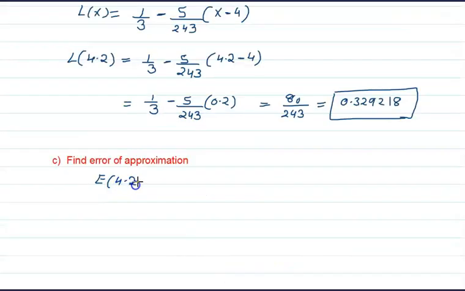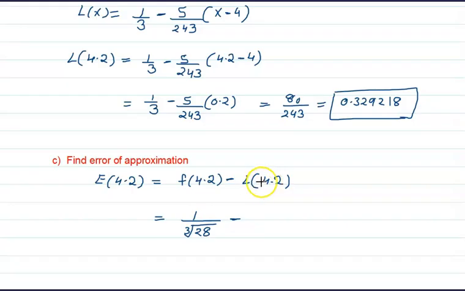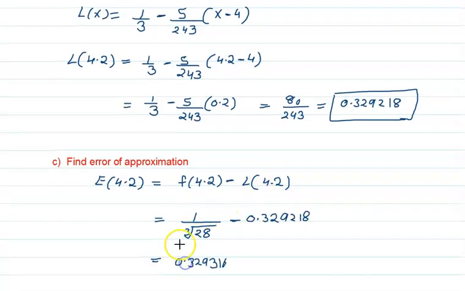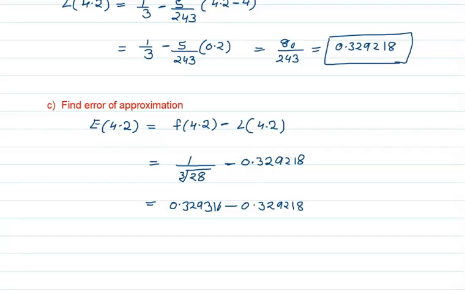For the next part, we need to find the error of approximation at x equals 4.2, which is nothing but the difference of the actual value minus the estimated value. The actual value at 4.2 is this, which was already given, and the estimated value is this, which gives us the error equal to 0.000099. So this is the error of approximation.